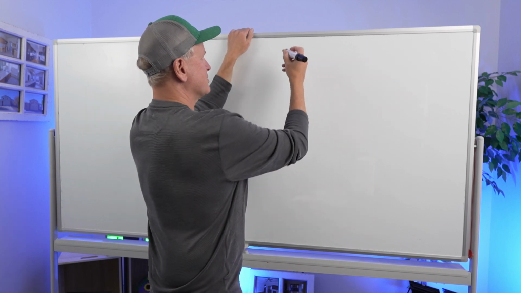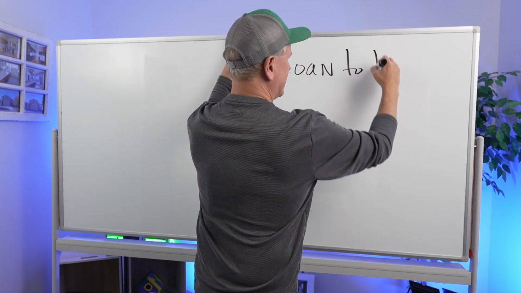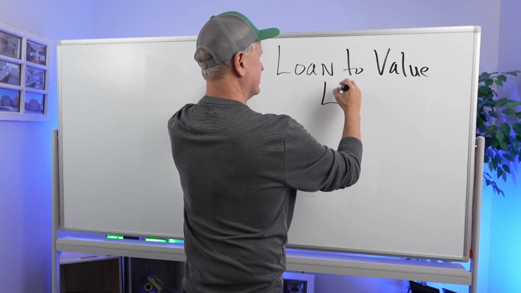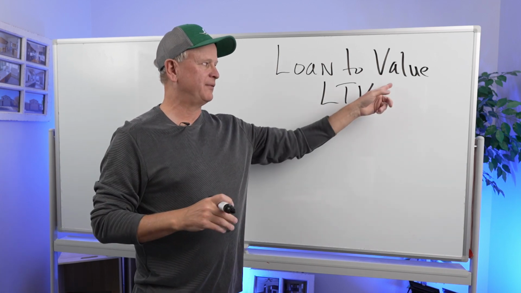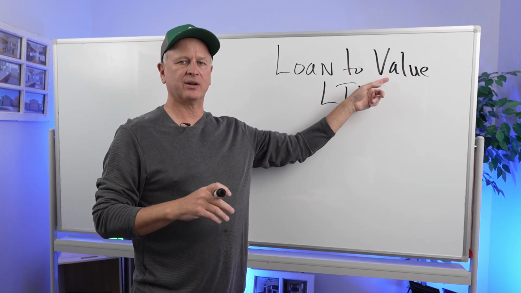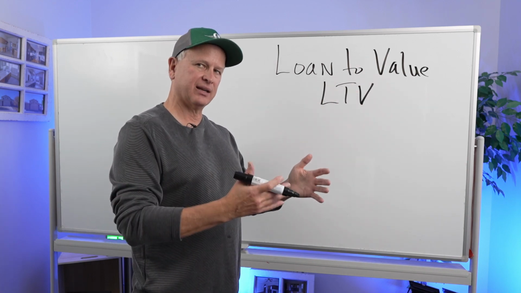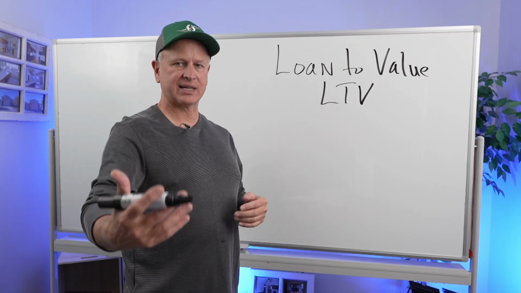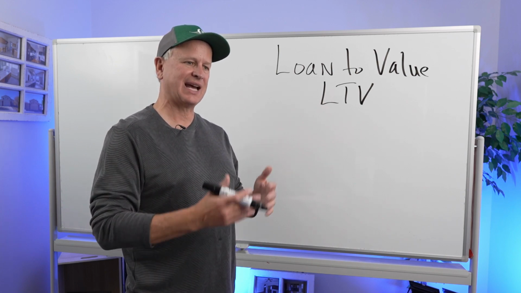So now let's go over loan to value. You're going to hear loan to value, and you'll probably see it a lot as LTV. The difference between loan to ARV and loan to value is the current value of the property with nothing else changed on it. So if you're buying a flip, what's the value now, today, and not what it's going to be fixed up to? Or when you go to refinance, when they do the appraisal, it's as of that day, so it's loan to current value.